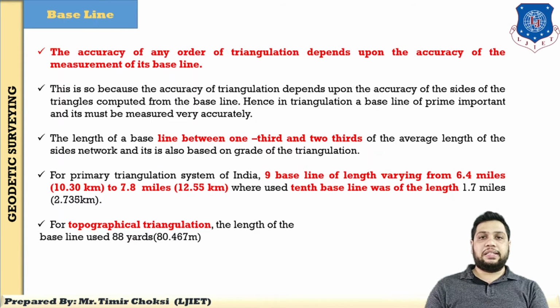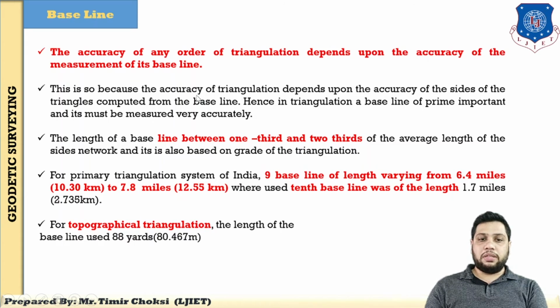Now the second concept is the baseline. You know that the accuracy of any order of triangulation depends upon the accuracy of the measurement of its baseline. There are three orders of triangulation: primary triangulation, meaning first order, second order and third order. For any order of triangulation, the accuracy depends upon the measurement of its baseline.